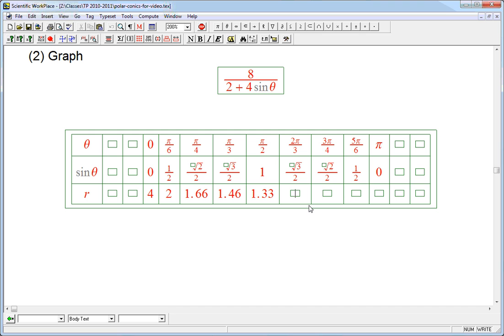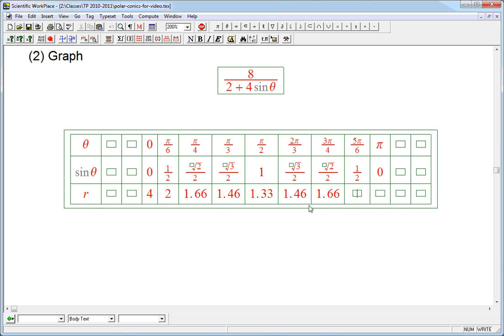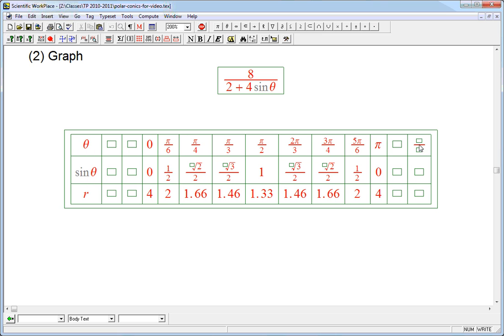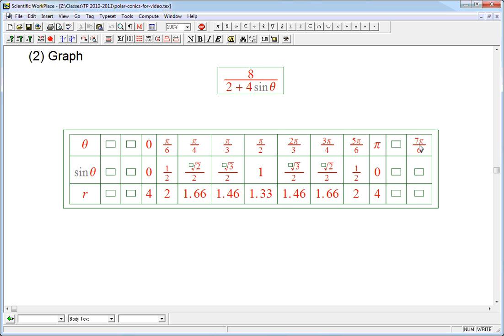Okay. Then it starts getting bigger again symmetrically. And back to 2, and then back to 4. Okay. So we can graph those. But what's interesting about that graph is that it doesn't close up on itself because we haven't gone all the way around. Well, what if we went further around? It'd be very natural to go up to like 7π/6, and I'm going to leave a space in between, again, for my devious reasons.